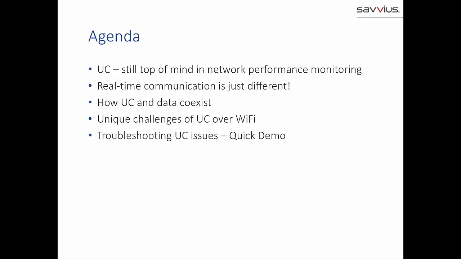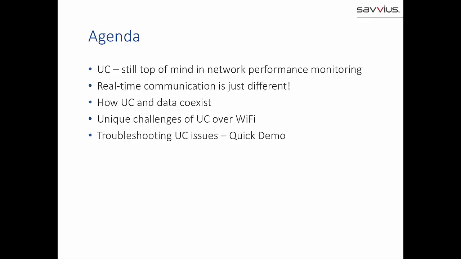So some of the main topics we want to cover today: number one, I'm just going to go through a quick definition just to make sure we're all on the same page. Then I wanted to show you a few stats that give you the idea that even after all of these years, starting way back with VoIP, and of course unified communications has evolved a long way since then, it's still top of mind in terms of network performance. Apparently there are still lots of issues around unified communications, hence the need for detailed troubleshooting at the network level.